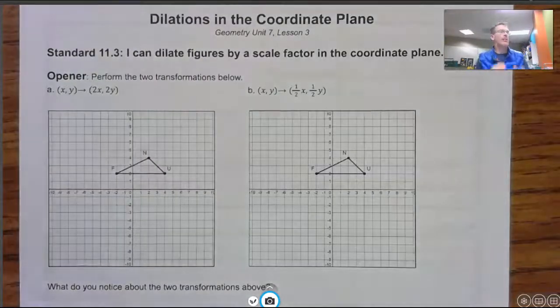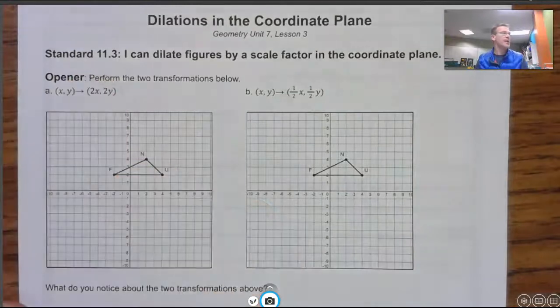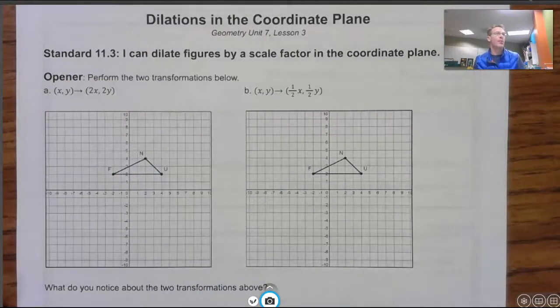All right, so we're going to continue our conversation about transformations in the coordinate plane. Today we're going to look at our third type of transformation. After we've talked about translations and reflections, we're now going to talk about dilations. You can see that's standard 11.3: I can dilate figures by a scale factor in the coordinate plane.